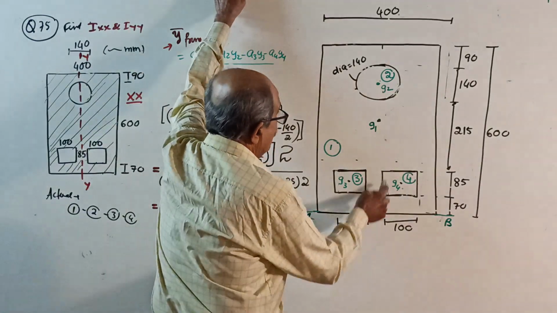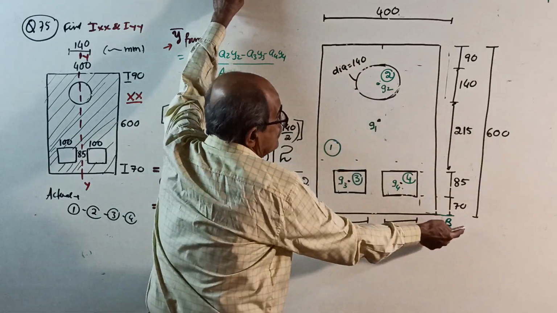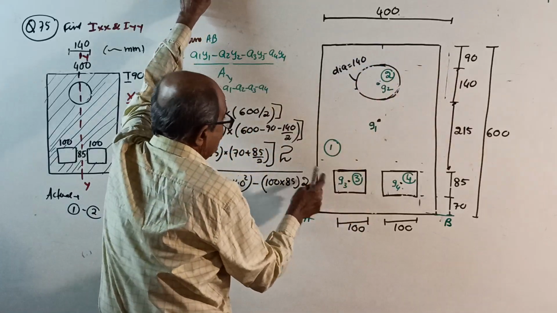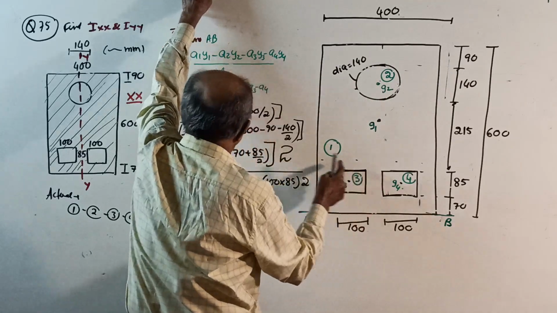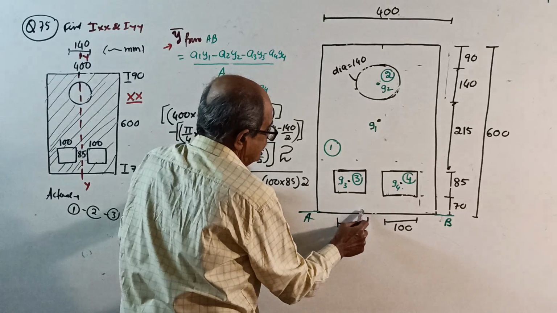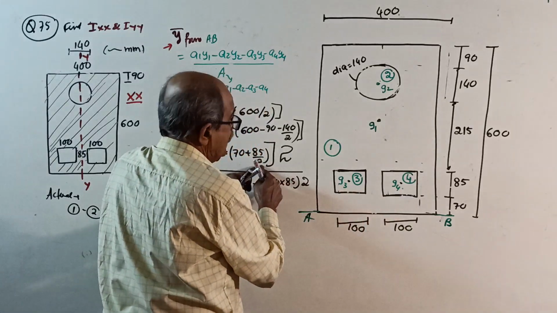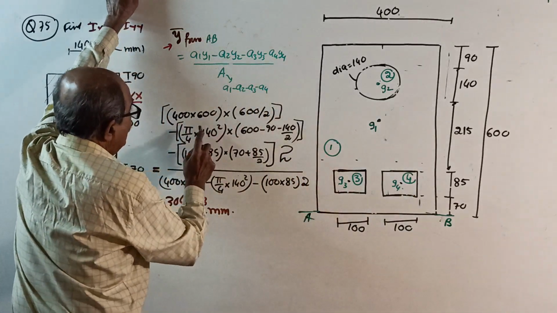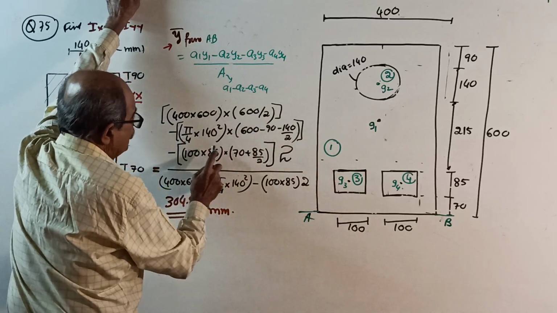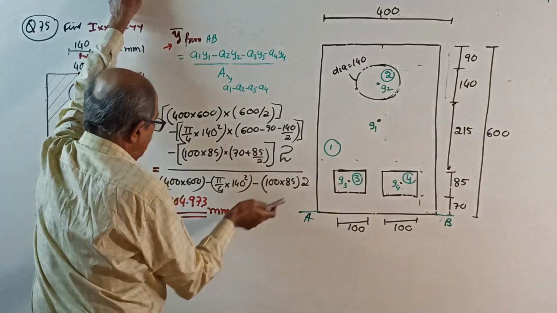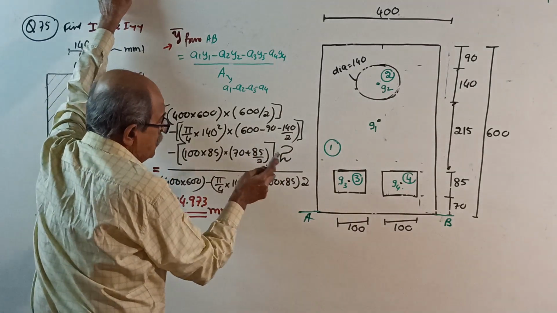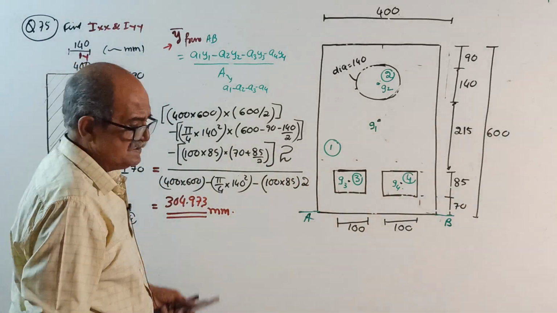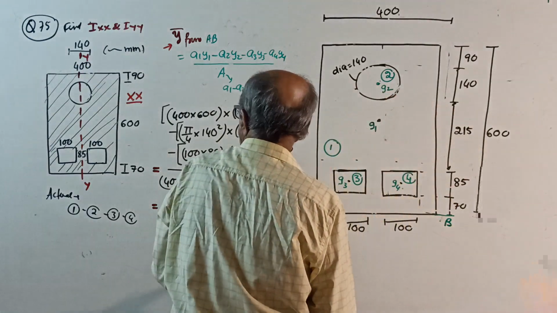Okay. A1, Y1 over A2, Y2 is 600 minus 90 minus 140 by 2. And then A3, 100 by 85. See, A3 into Y3, 70 plus half of 85. Then do one thing, identical for this one, so into 2. See, A1, Y1 minus A2, Y2 minus A3, Y3, again minus A4, Y4 by A1 minus A2 minus A3 into 2, meaning again A4. 304.973 will come.